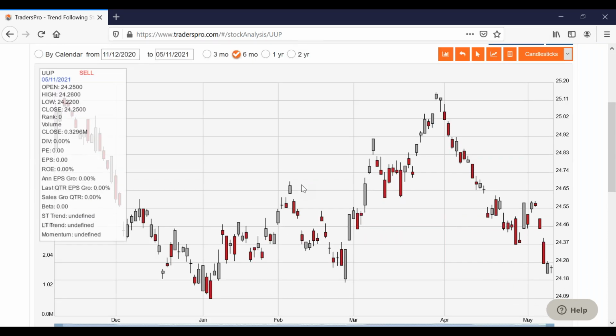The dollar is trending down. We tried to bounce a little bit right here, but we were talking about how that looked like it was just a rally within the downtrend, lower high. It's gone to a lower low.